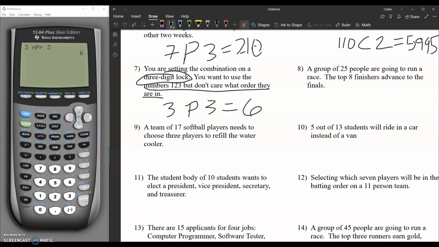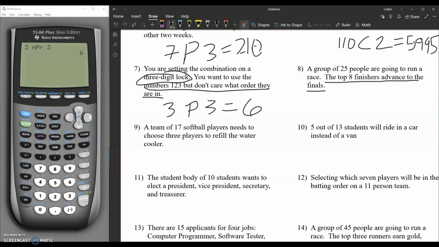Okay, let's talk about the last one, and then we'll be done. A group of 25 people are going to run a race. The top 8 finishers advance to the finals. This is talking about the top 8 people that are advancing to the finals. Certainly, the order in which people finish would matter to the people running, because first place would win and second place gets second place. But this is just talking about the top 8 people going to the finals. So how many different finals could there be? I wish it added that phrase, but I'm assuming that's what it's asking.